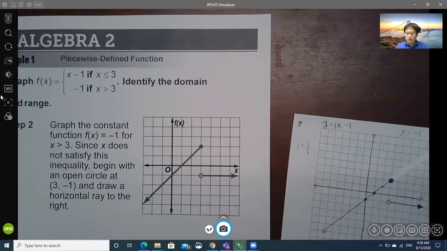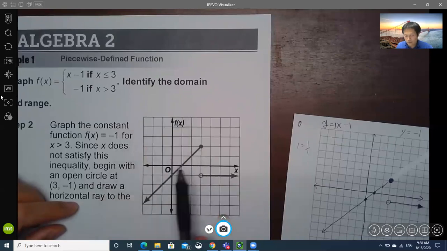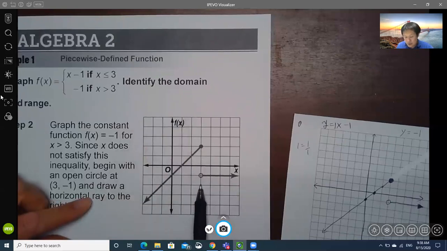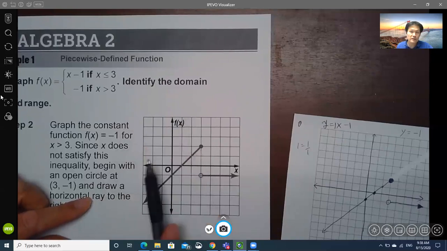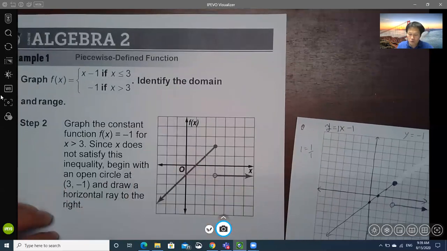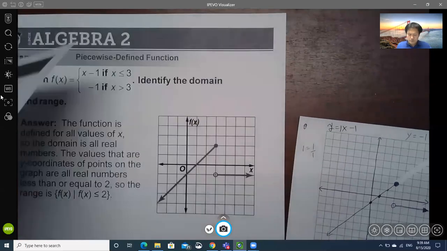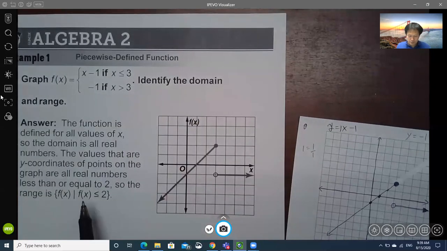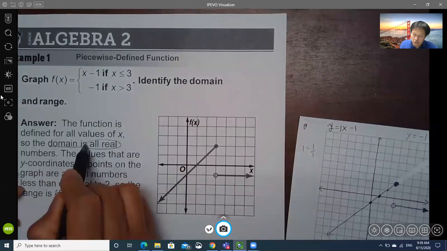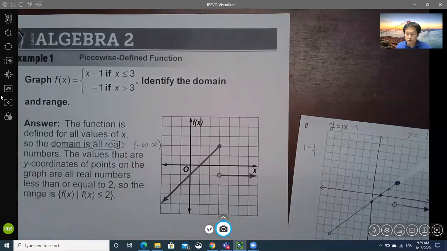And here is the completion of the graph. And domain, if you look at it, it covers everywhere on the left, everywhere on the right. And you see, is there a function value at x equal to 3? Yes. So it basically covers everywhere. Domain should be all real numbers, which is minus infinity to infinity in interval notation.